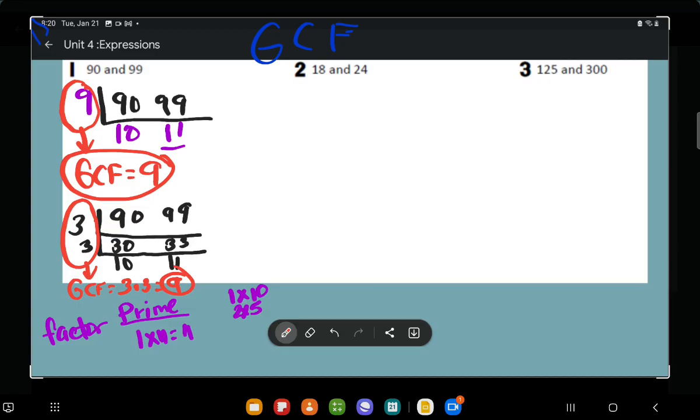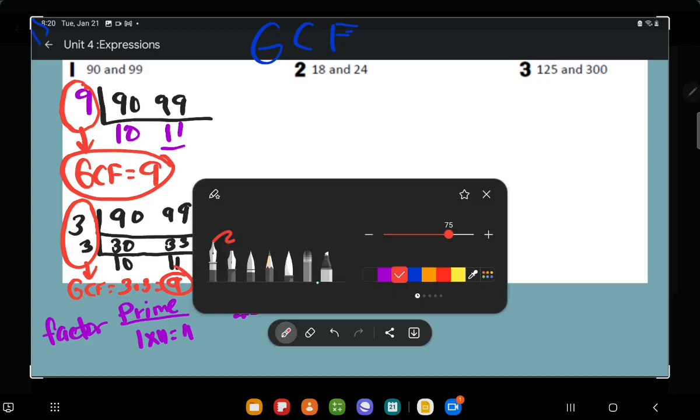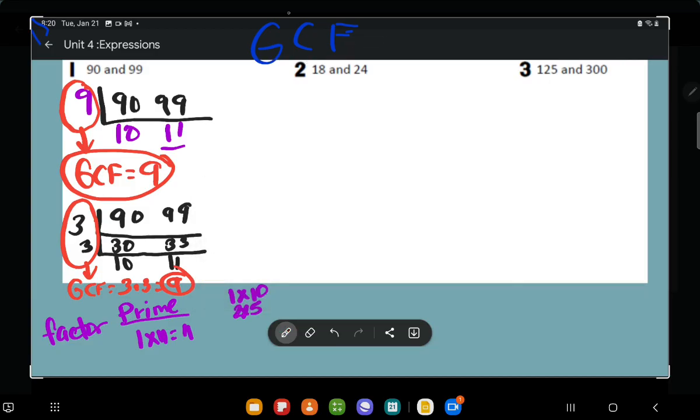So let's look at example 2. We got 18 and 24. Remember, we're finding greatest common factor. So we got 18, we got 24. We're going to draw a line. So I need to think of factors of 18 and 24. What are some ways to make 18 and 24? And what is the number that they both have that's the same?